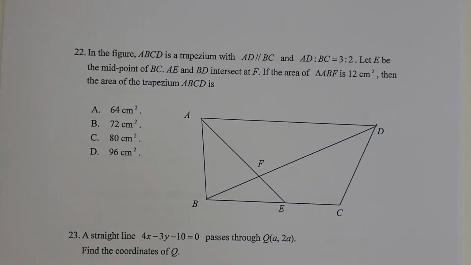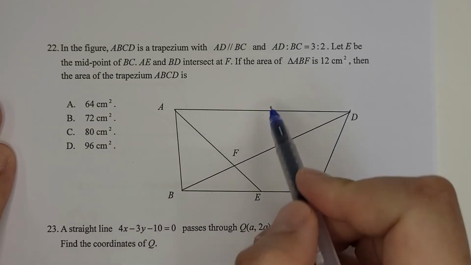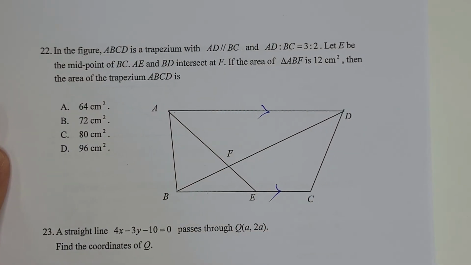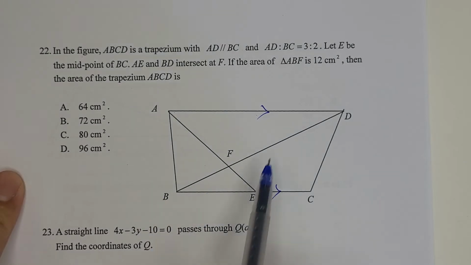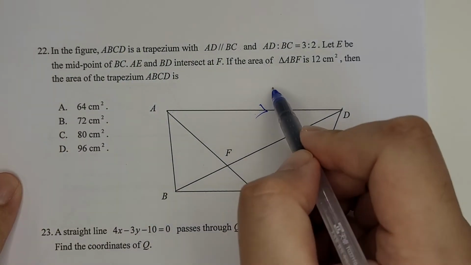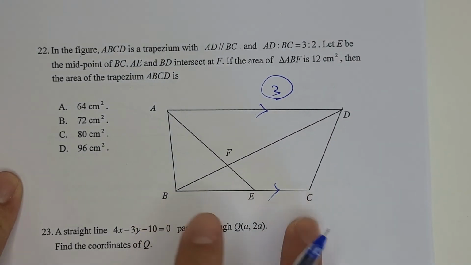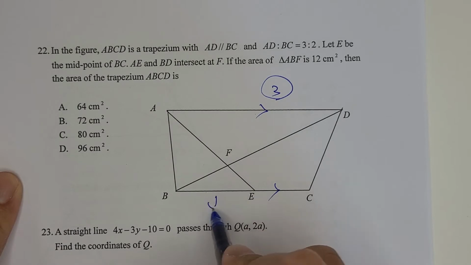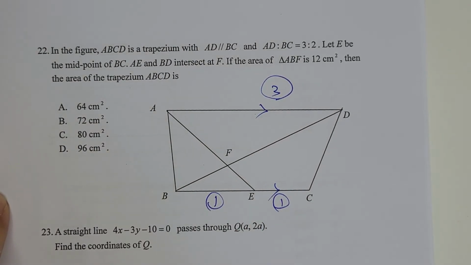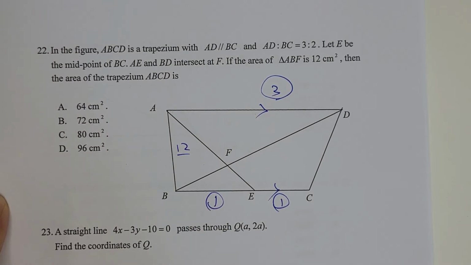So go to question number 22. In this figure, ABCD is a trapezium. That means a pair of parallel lines here. AD to BC is 3 to 2. E is the midpoint of BC. So here there are 3 parts, and BC occupies 2 parts. Also, E is the midpoint, that means BE and EC occupy 1 part each. Now the area is 12. Find the area of this whole trapezium.